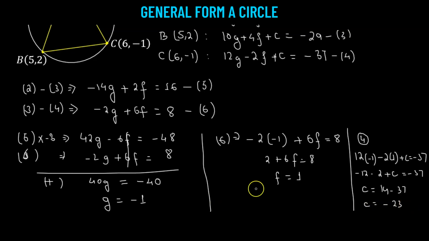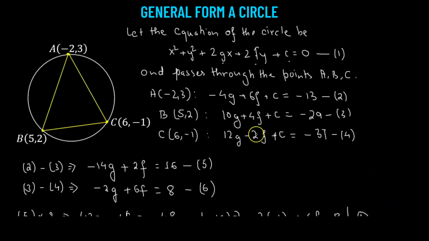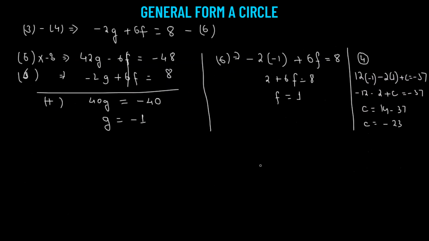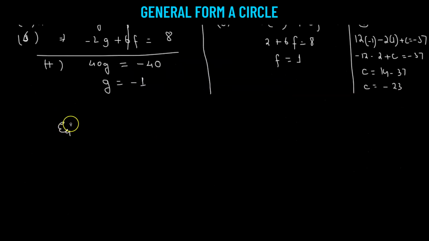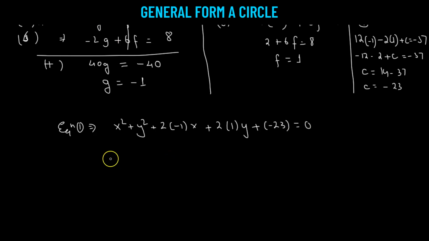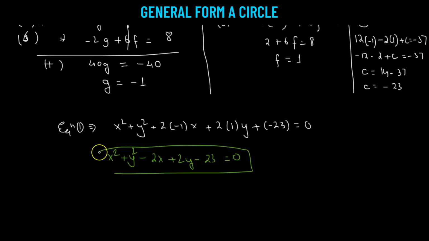So now that we have the values of g, f, and c, we can substitute them back in equation number 1 to get the equation of the circle. So equation number 1 now gives us x squared plus y squared plus 2gx, where g is negative 1, plus 2 times fy, where f is positive 1, plus c, where the c value is negative 23. So this equals 0, and simplifying this we get the final equation x squared plus y squared minus 2x plus 2y minus 23 equals 0, and this is going to be the equation of the required circle.